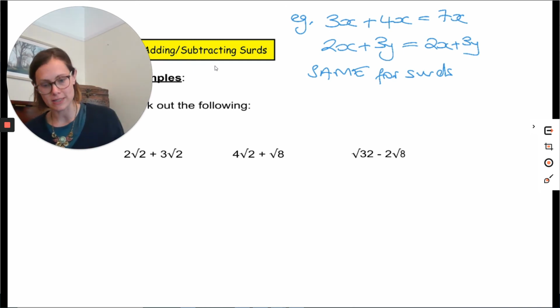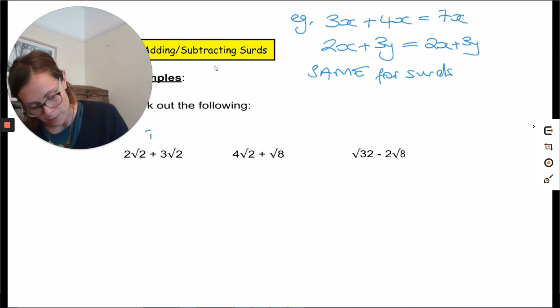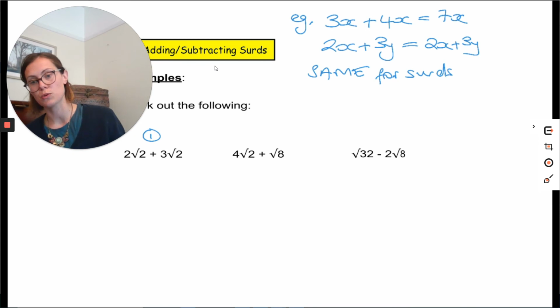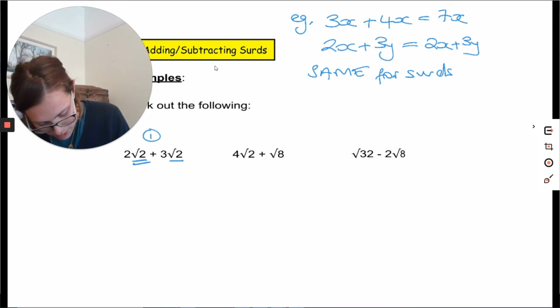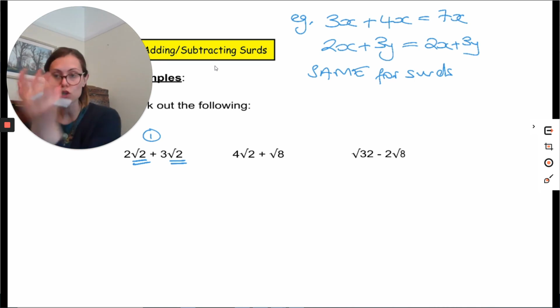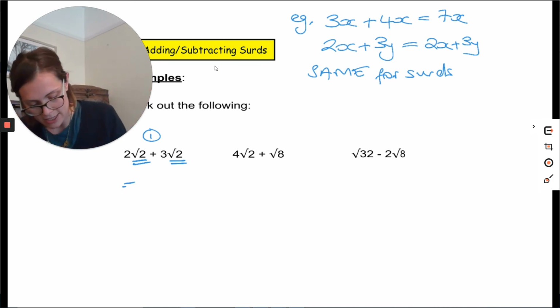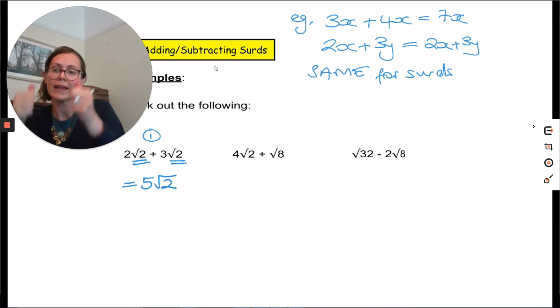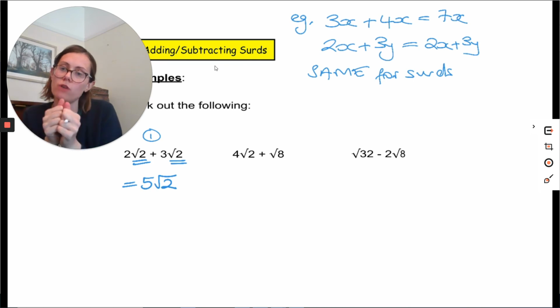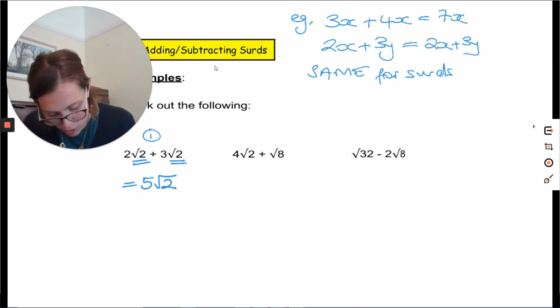So if I look at these examples that are below, the first one, you've got 2 root 2 plus 3 root 2. So they are the same family, the family of root 2s. So I've got 2 root 2s over here and 3 root 2s over here. So actually, in total, I have 5 root 2s, and I can only do that combination because I've got both of them in terms of root 2.